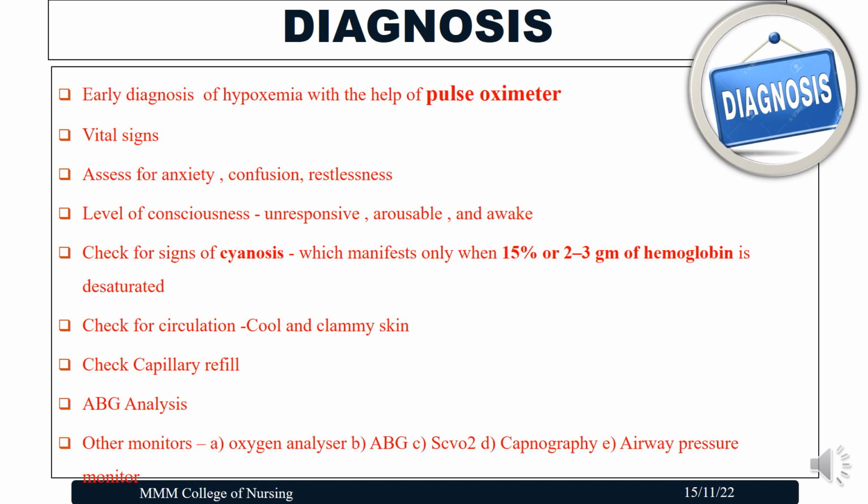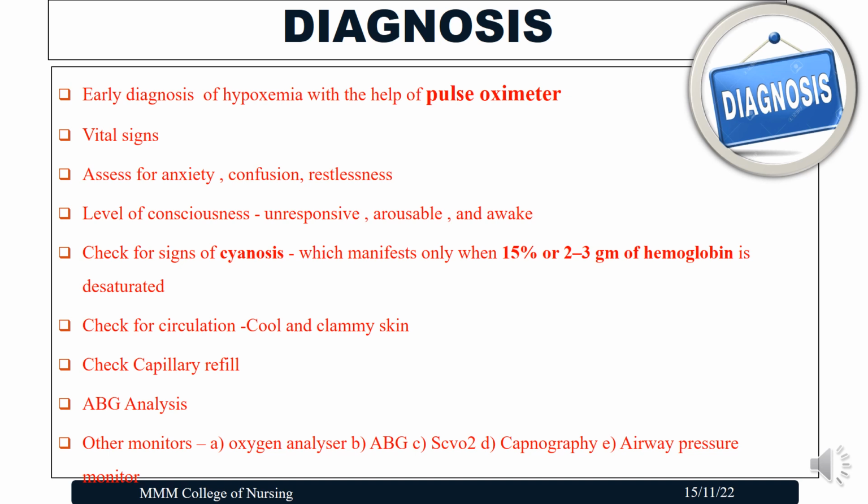And the second one is continuous monitoring of the vital signs: the temperature, pulse, respiration and the blood pressure. Assess for anxiety, confusion and restlessness from the patient and check for the level of consciousness of the patient, whether the patient is unresponsive, arousable or awake. And check for any signs of cyanosis, which manifest only when 15% or 2 to 3 grams of the hemoglobin is desaturated. So cyanosis is a late sign of hypoxia.